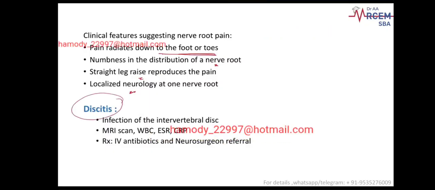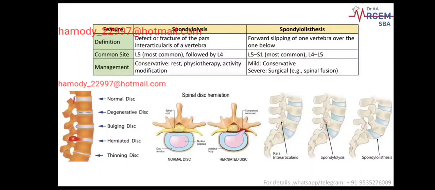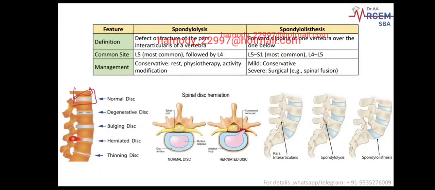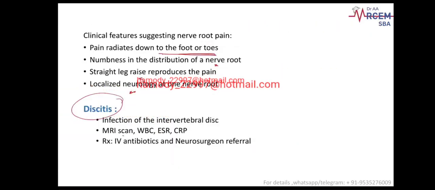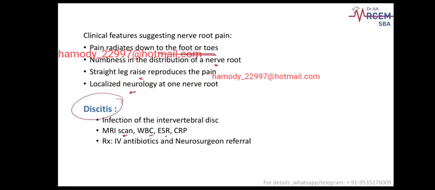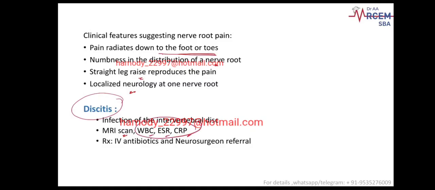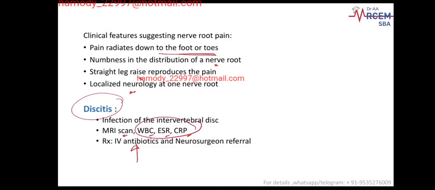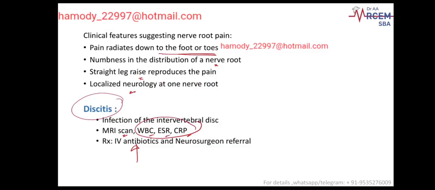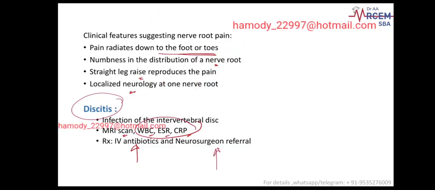Discitis is inflammation of the intervertebral disc. The disc between the vertebrae, if it gets inflamed, is known as discitis. If you're suspecting it, do get an MRI scan done and get inflammatory markers like WBC, ESR, and CRP. Most of the time the inflammation is because of bacterial infection, so you'll be treating with IV antibiotics and referring them to the neurosurgeons.